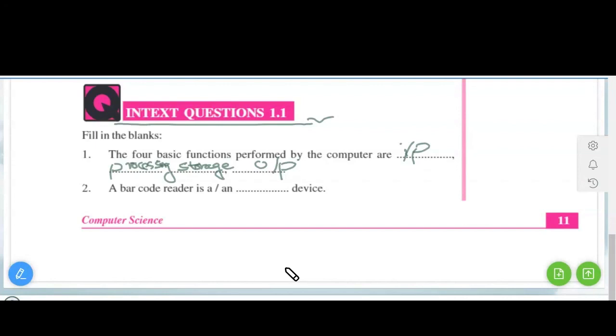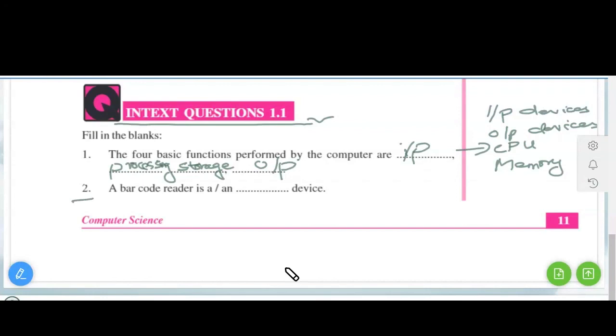So what are the different components you use? Input devices help in inputting, output devices help in getting the output, and then you have the CPU and its components for processing the information. Then you have memory to store the information that is being processed. Let's go to the next question.